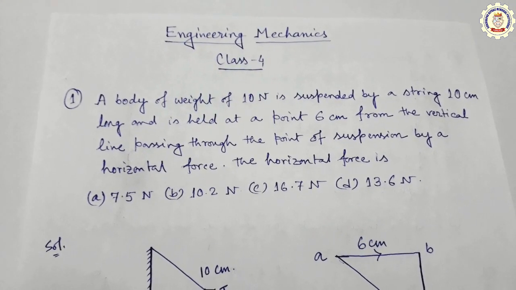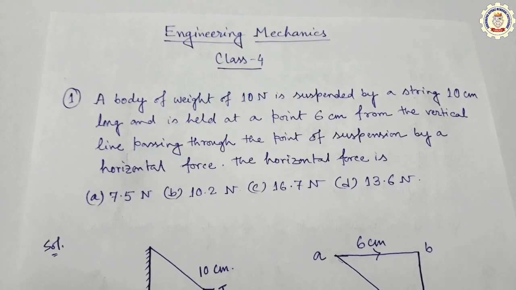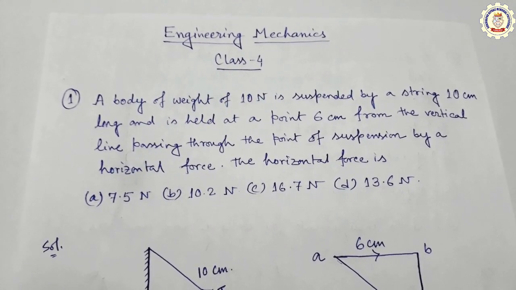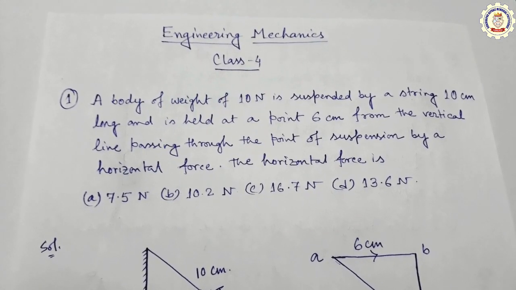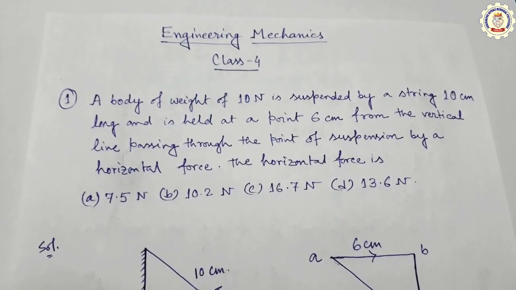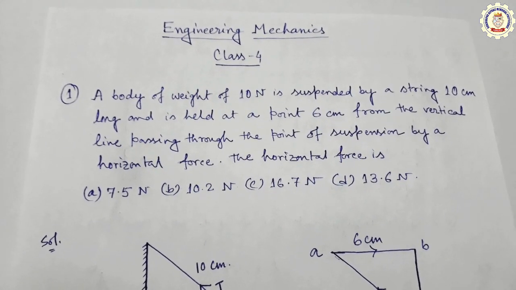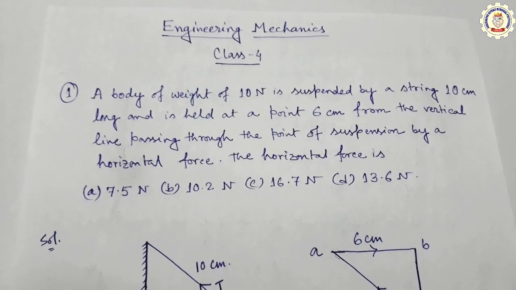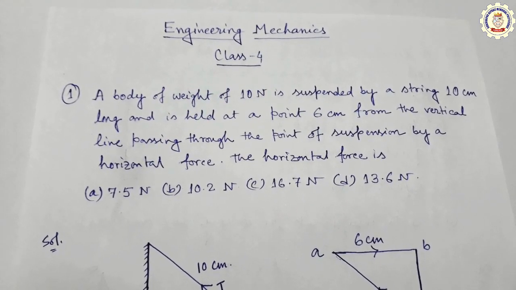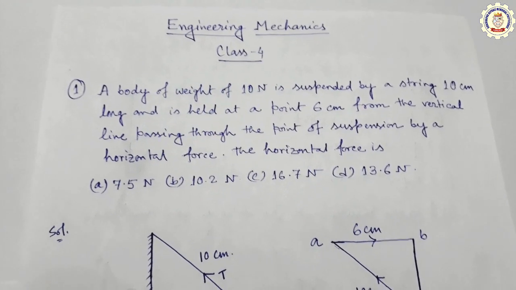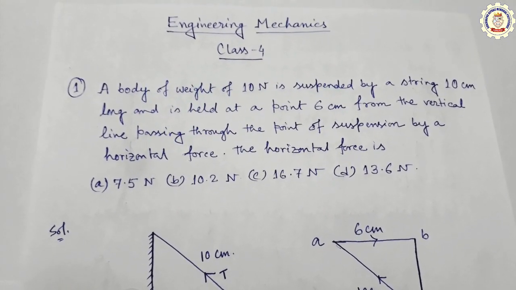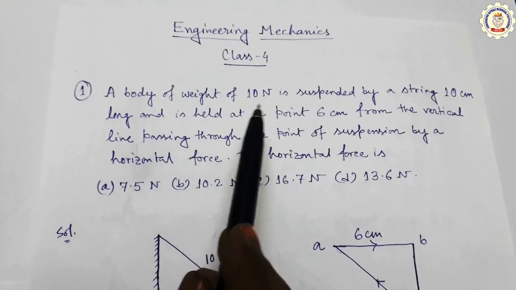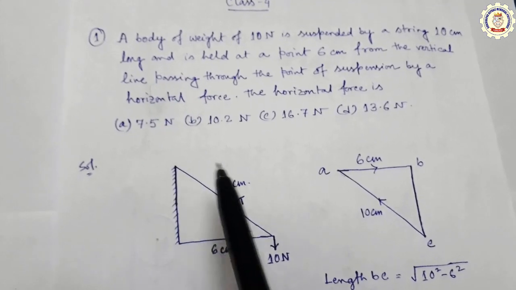A body of weight 10 Newton is suspended by a string of 10 centimeter long and is held at a point 6 centimeter from the vertical line passing through the point of suspension by a horizontal force. The horizontal force is, there are four options. So what does the problem say? A body of weight 10 Newton. So this is the main diagram.